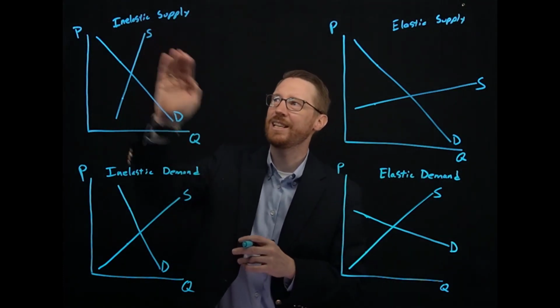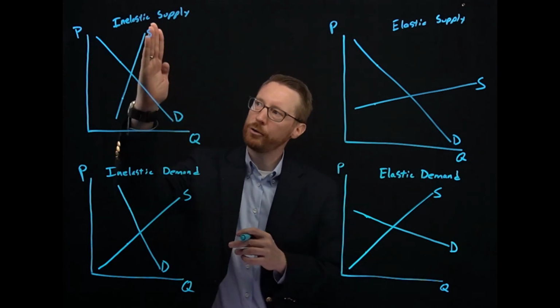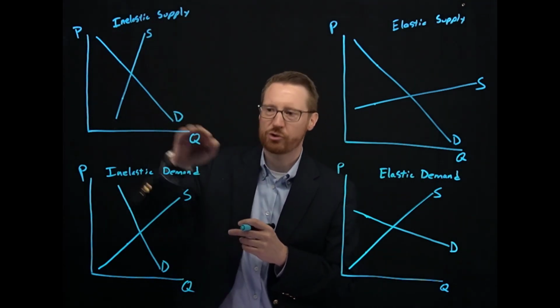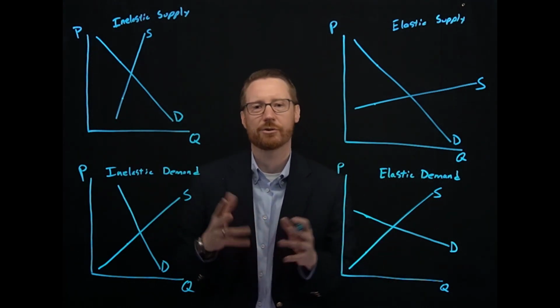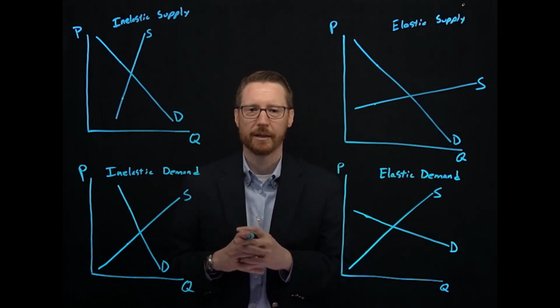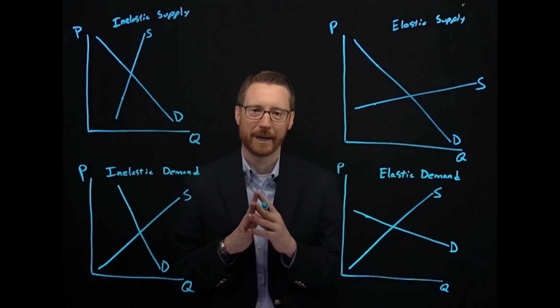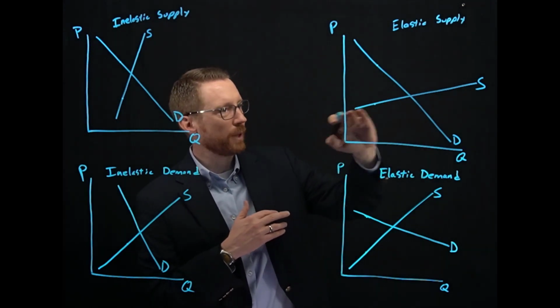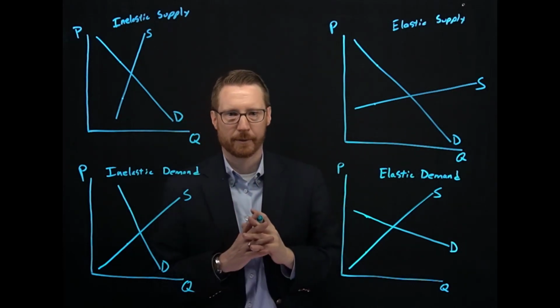So for inelastic supply, note that the supply curve is pretty steep. The demand curve, I just drew it in at a 45-degree angle, sort of how we usually draw them in, just our natural drawing in of a demand curve. For elastic supply, note that the supply curve is much flatter.